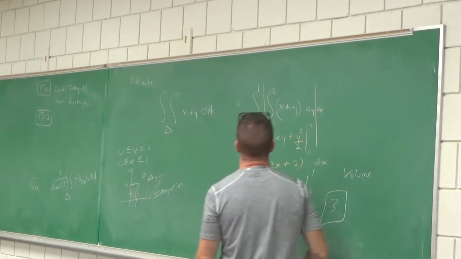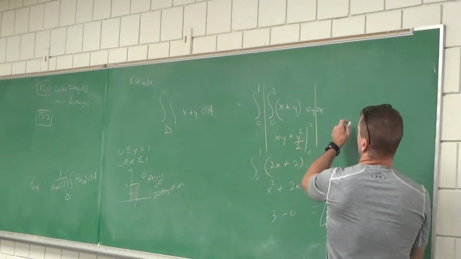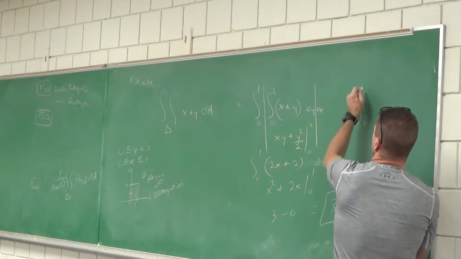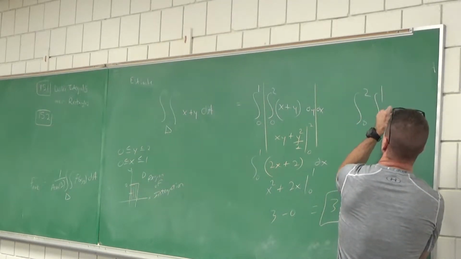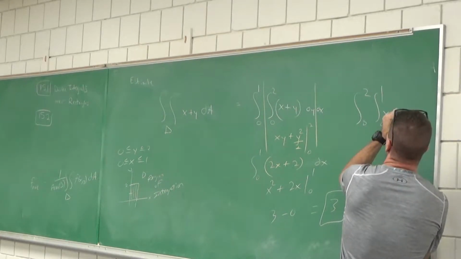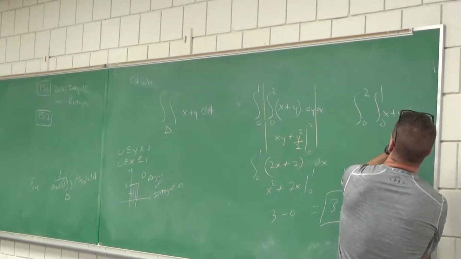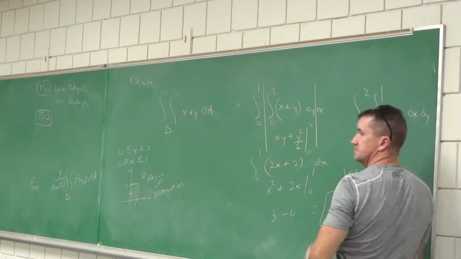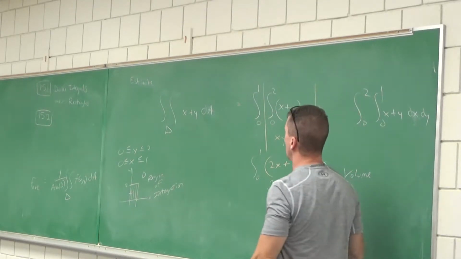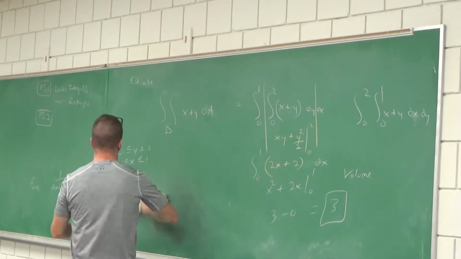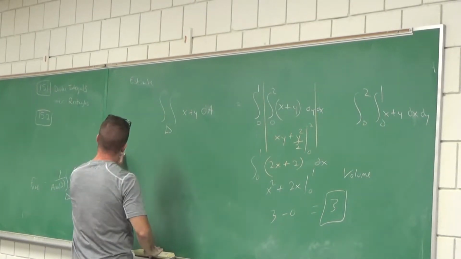0 to 1, 1 to 2. And if I set up this problem like 0 to 2, 0 to 1, I still get the same answer, do you agree? What do I have to write there? dx dy. Oh good, dx dy. Cool. I'm gonna leave that up here. I'm gonna erase this. What about this?